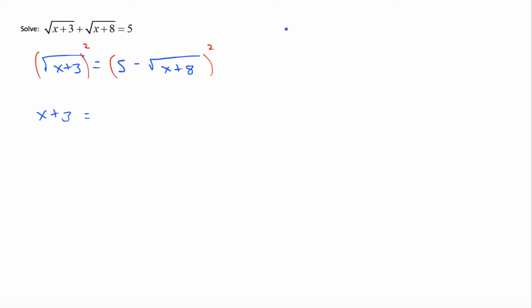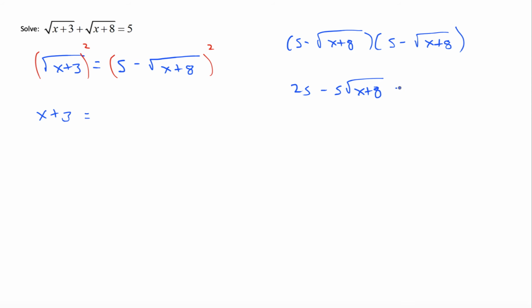Let's go ahead and follow this out. I'll write it out: we get 5 minus radical x plus 8 times another 5 minus radical x plus 8. Make sure you FOIL this out properly. When we do FOIL, we get 5 times 5, which is 25. We have 5 times radical x plus 8, which is minus 5 radical x plus 8. The inner term should be the same, so minus another 5 radical x plus 8. And when we multiply radical x plus 8 times radical x plus 8, that just equals x plus 8.